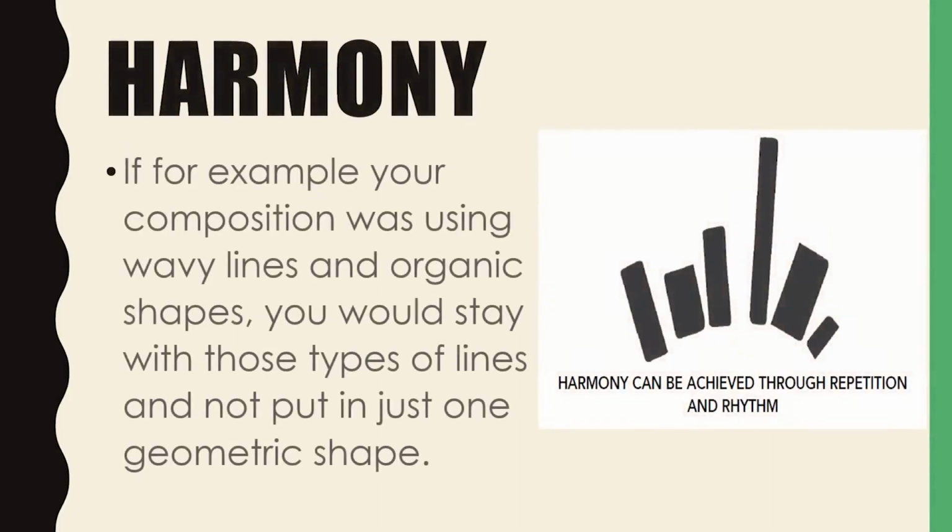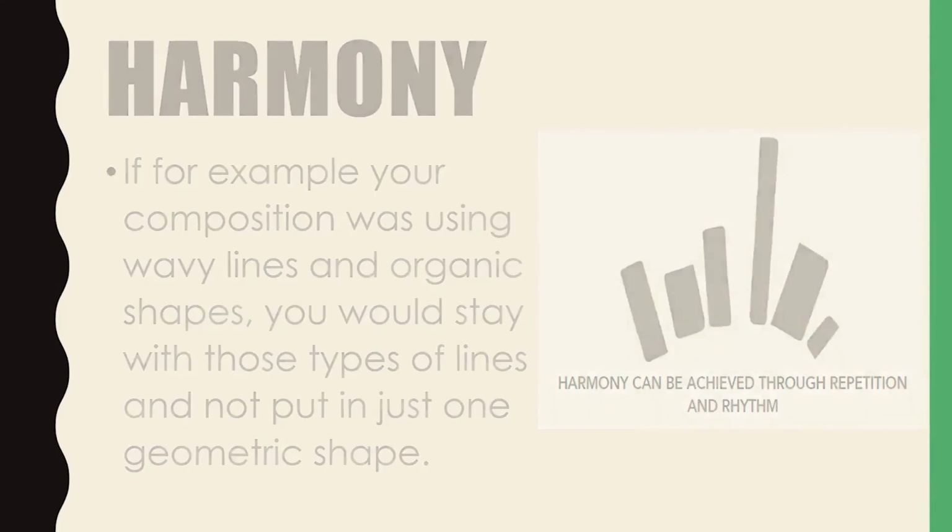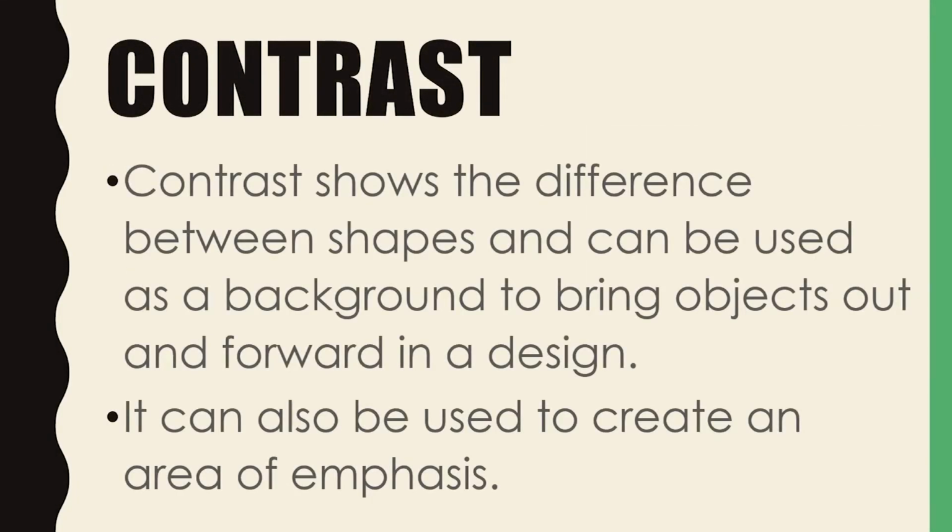Harmony. If for example your composition was using wavy lines and organic shapes, you would stay with those lines and not put in just one different shape. Harmony can be described as achieved through repetition and rhythm. Contrast. Contrast shows the difference between the shapes and can be used as a background to bring objects out and forward in a design. It can also be used to create an area of emphasis.